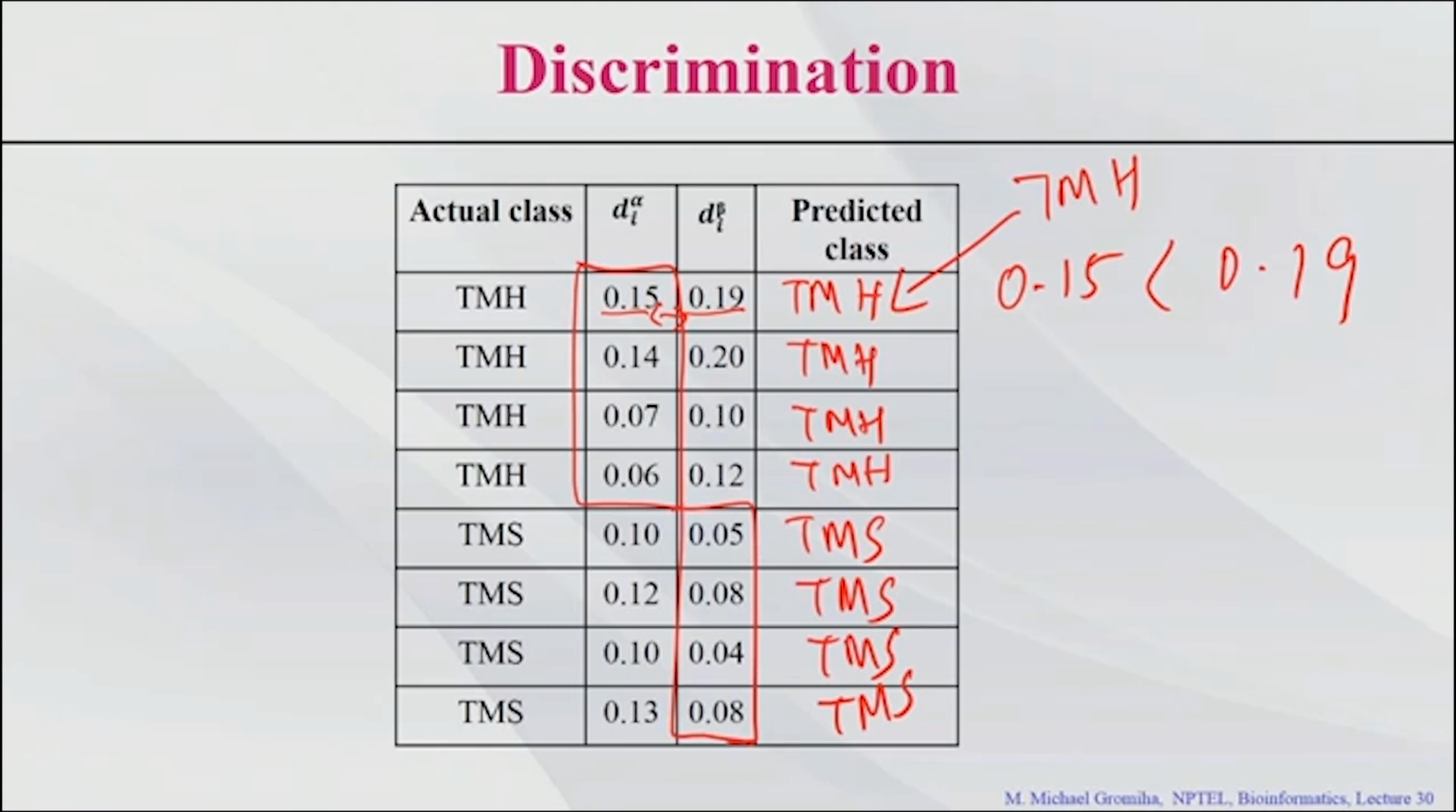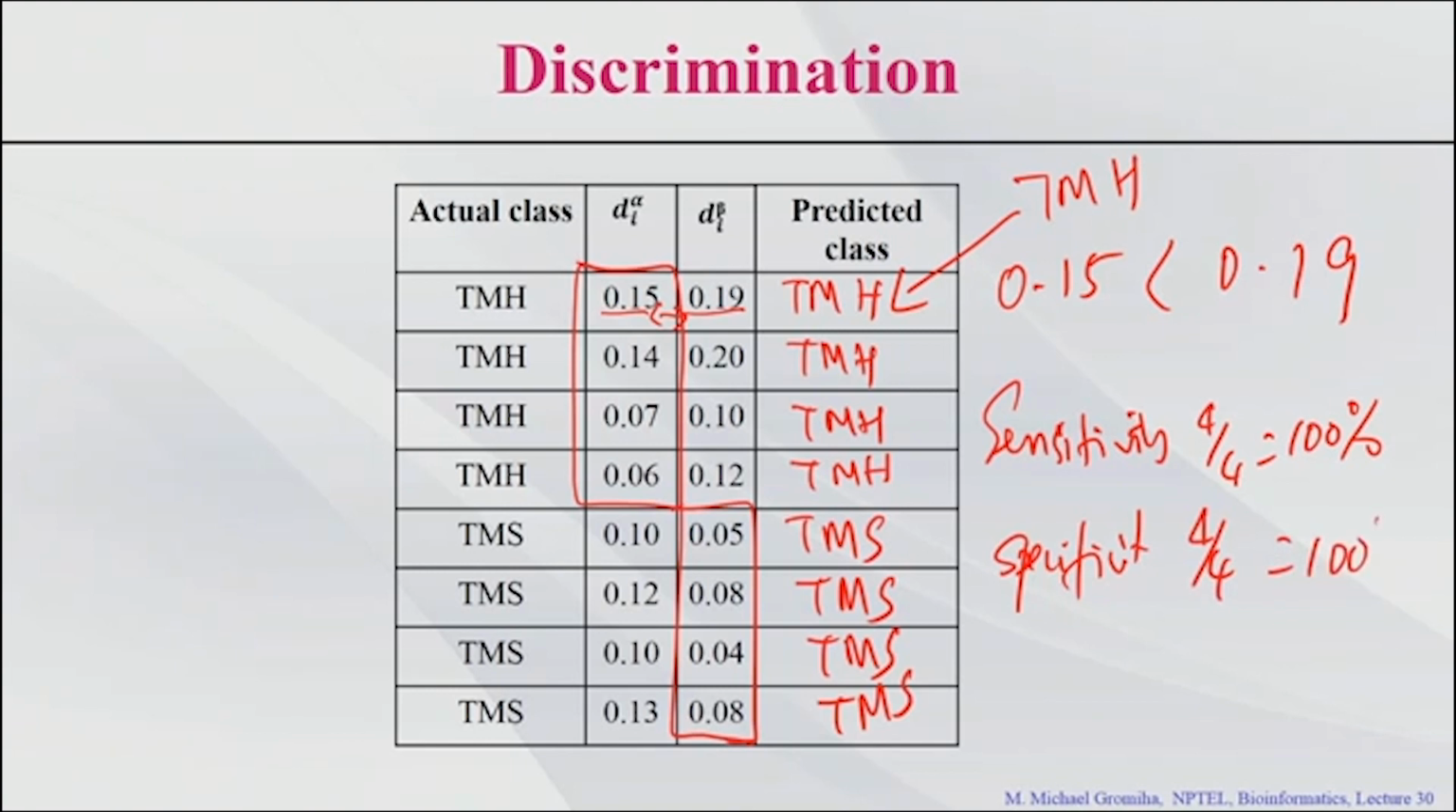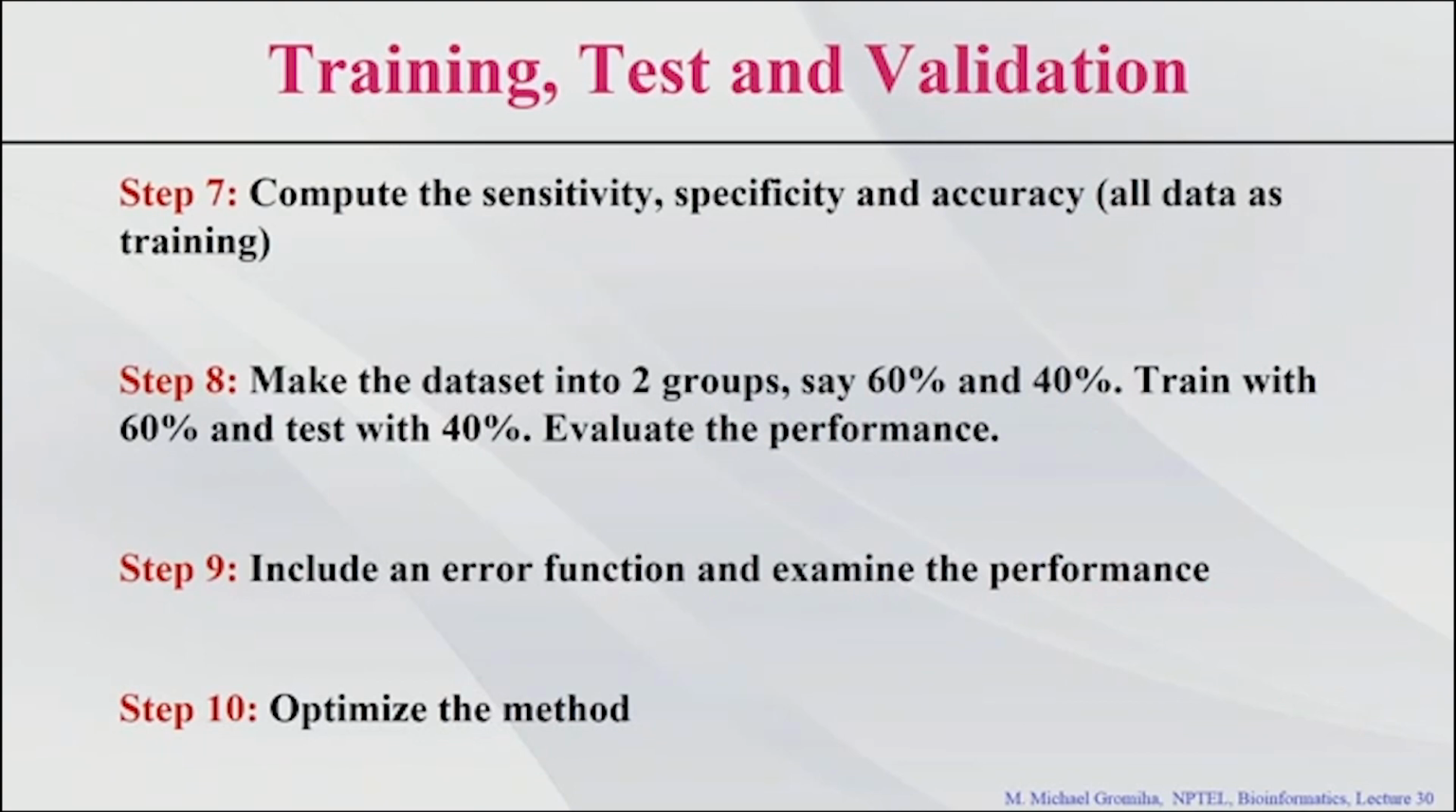You can assess the results with sensitivity, specificity and accuracy. So, what is the sensitivity here? 100%, 4 by 4, equal to 100%. Specificity is equal to 100%. Accuracy, 8 by 8, is equal to 100%. So, here we used 8 data.